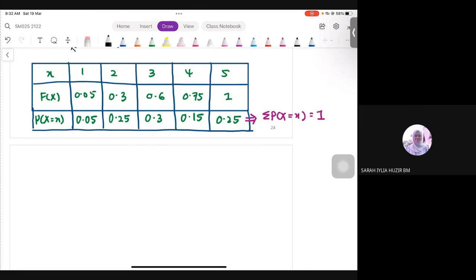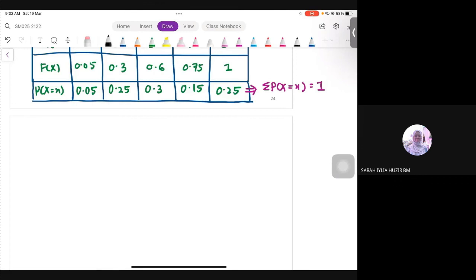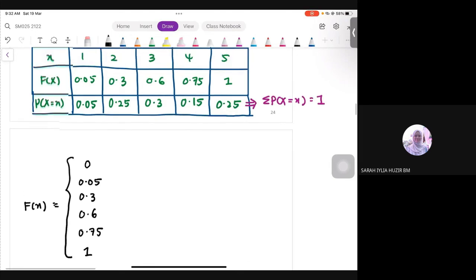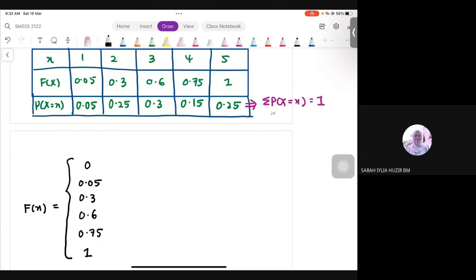Okay. So, for cumulative just now, in the form of piecewise function, must begin with 0. Even though dalam table tak ada 0, mesti mula dengan 0. And then list down until 1. So, kita ada 0, 0.05, 0.3, 0.6, 0.75, 1. Okay, that's the list.